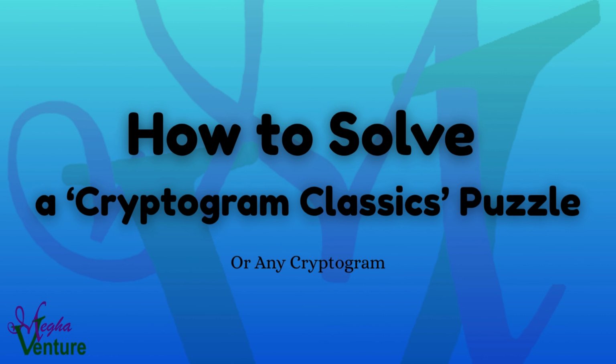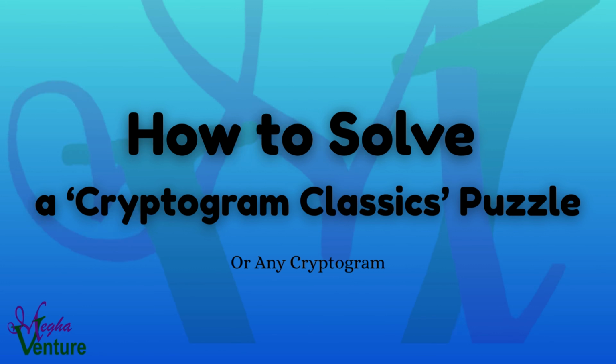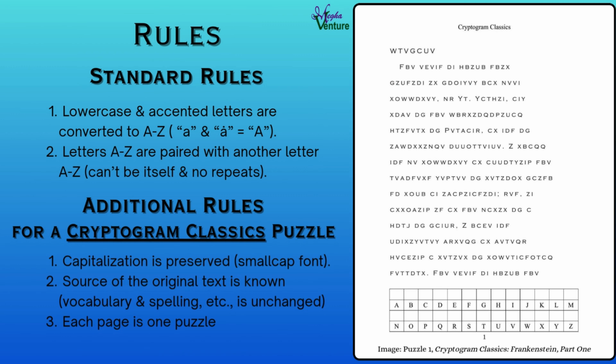How to solve a Cryptogram Classics puzzle, or any cryptogram. First, we need to know the rules of the puzzle. With any cryptogram, each letter A to Z is paired with another letter, A to Z, to create the code. But first, lowercase and accented letters are converted to their unaccented capital versions. In Cryptogram Classics puzzles, however, lowercase letters are displayed as small caps instead. This preserves the original capitalization, giving clues to counter the otherwise high difficulty.